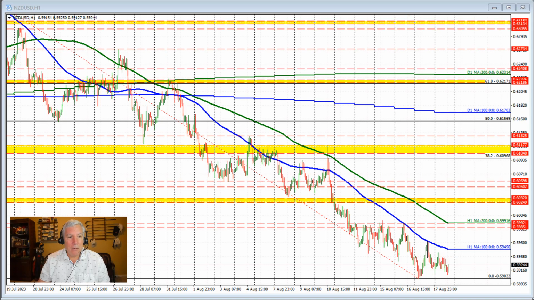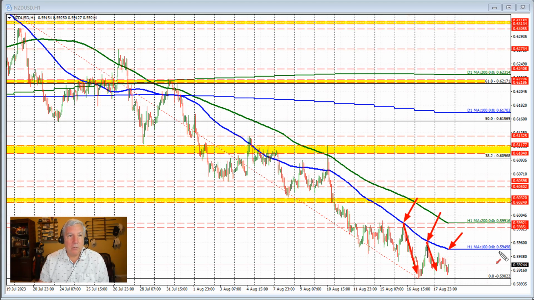And like the Aussie versus US dollar, the 100-hour moving average is stalling resistance. But unlike the Aussie versus US dollar, we did not get above the 100-hour moving average in trading this week. In fact, on Wednesday's trade, the market came up to that level and fell to the downside. And trading yesterday, the market came up to that level and fell to the downside. So the 100-hour moving average remains a key target to get to and through.